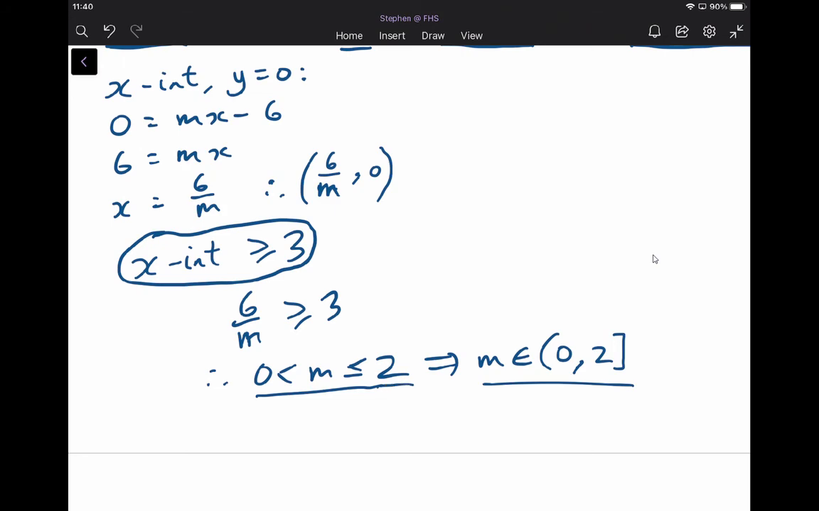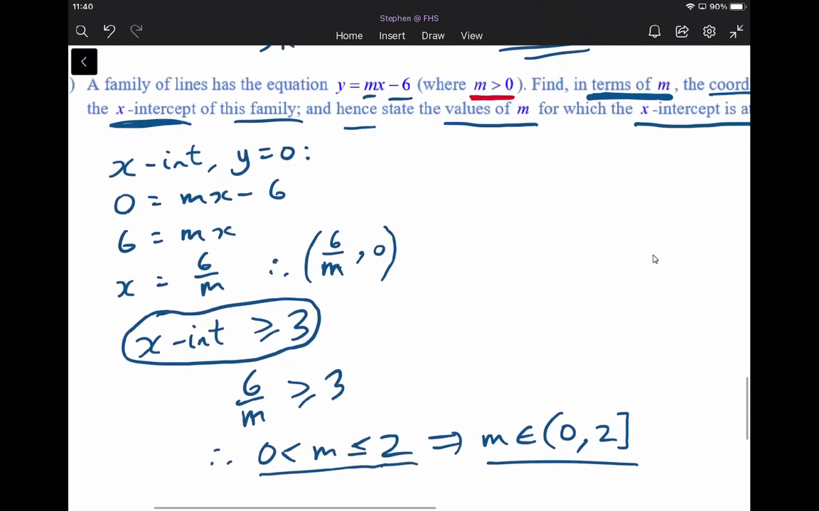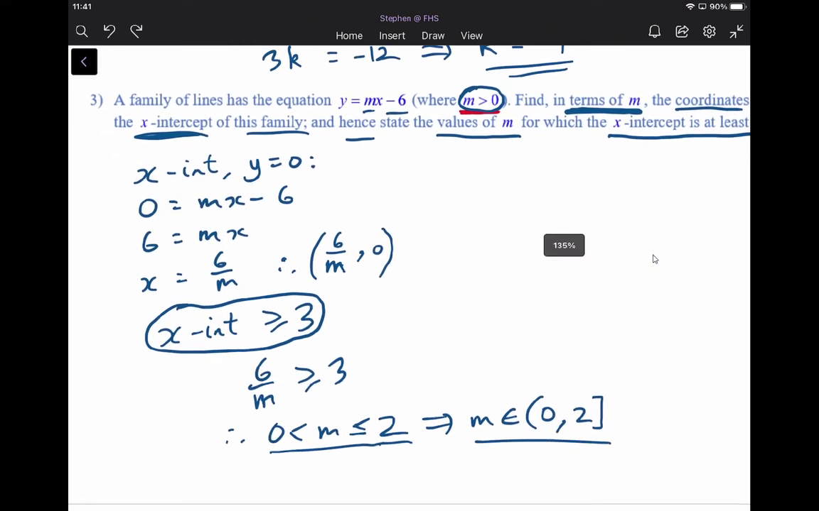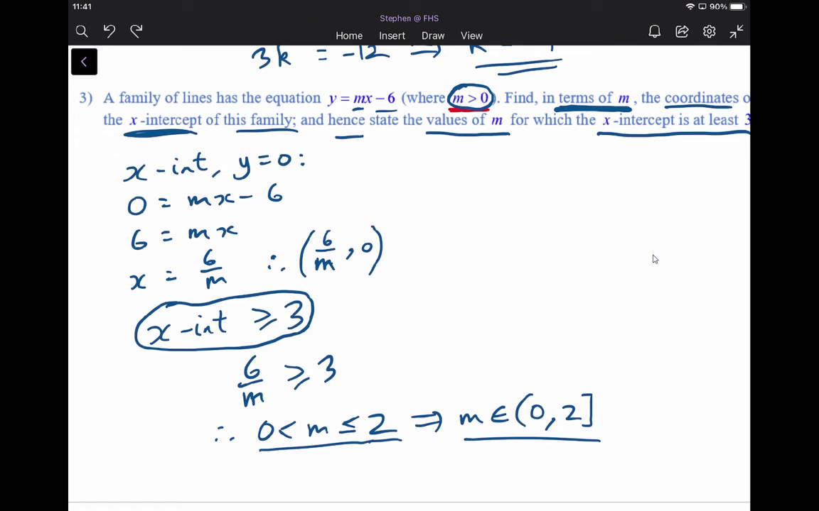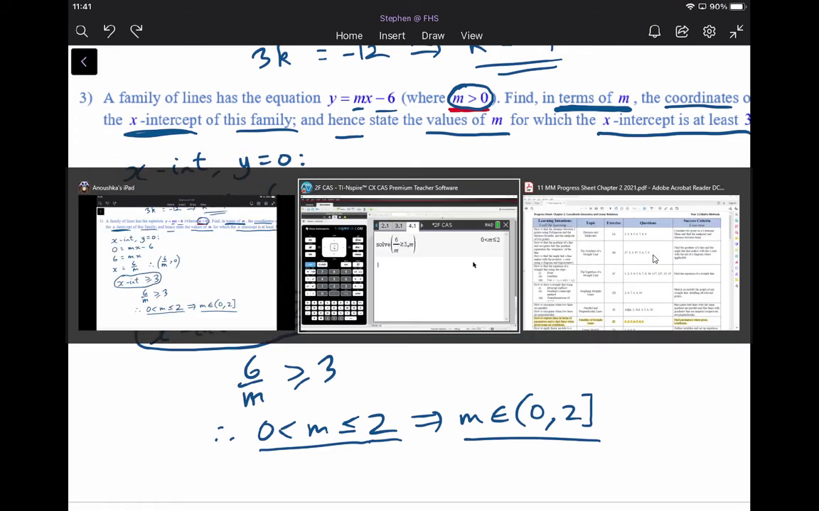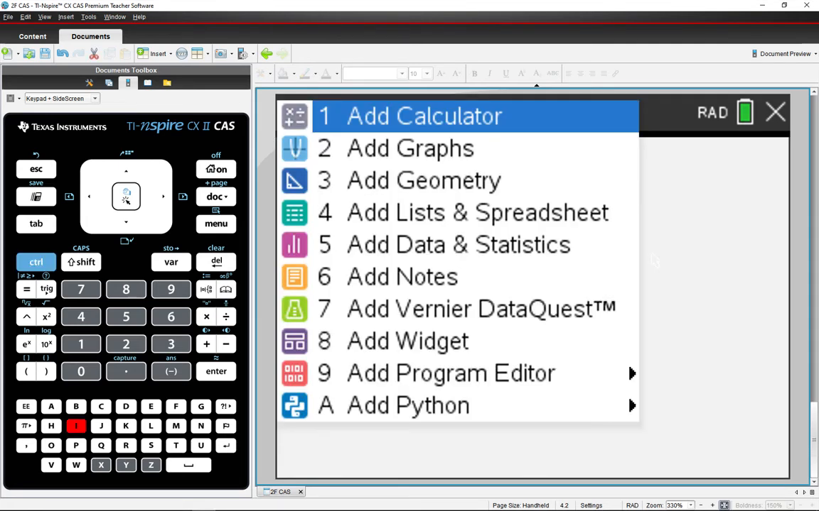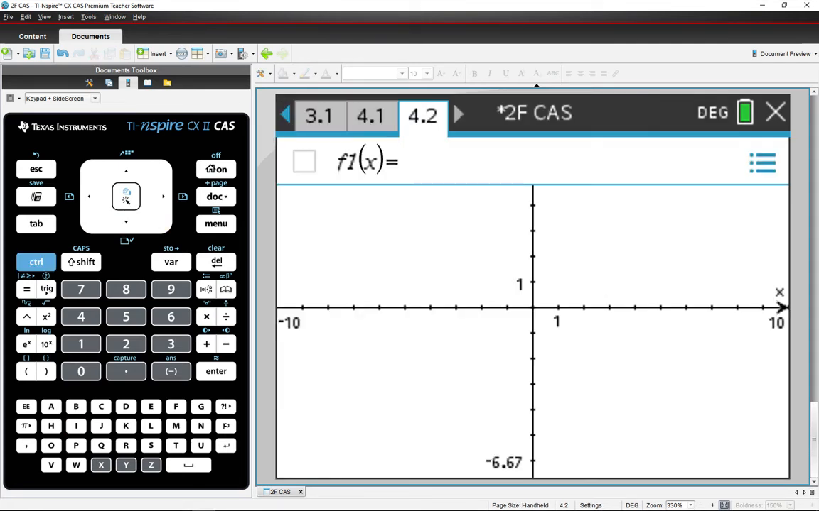Either way is acceptable. And remember back to the part where I said m is greater than 0. Well, you can see that happening right here. m is basically greater than 0, so it can't be a negative number. Right. So, let's see what this means on a graph. So y equals mx minus 6. Let's add a new graphs page. So y equals m times x minus 6.